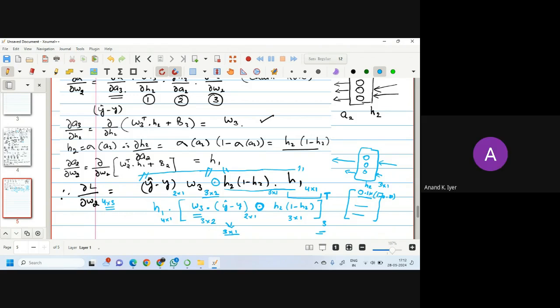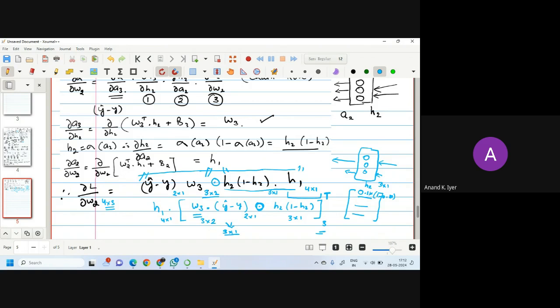Okay, just give me one second. So this is 3 into 1. The entire thing you are transposing, which will become 1 into 3. So 4 into 1 times 1 into 3 becomes 4 into 3.